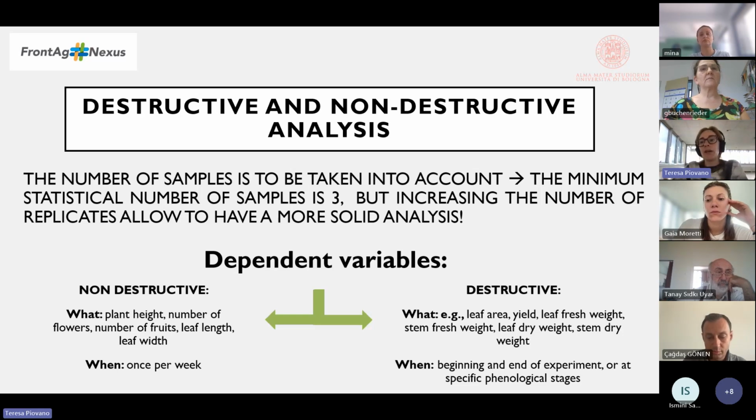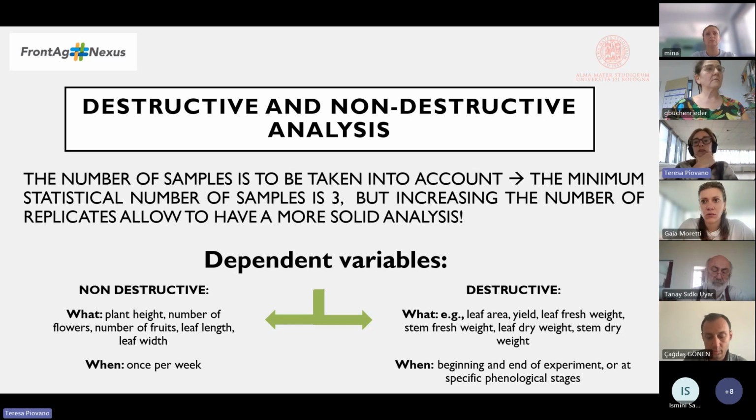Then we have the destructive analysis that are usually done at the beginning and at the end of our experiment, and that consist of, like, the measurements of the leaf area, the yield, the fresh weight and the dry weight of the different parts of the plant, like flowers, leaves, stem, and going on.